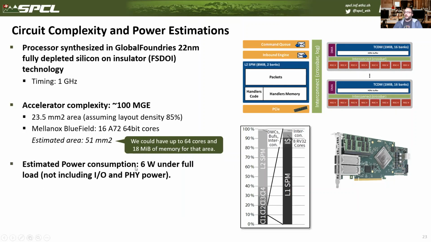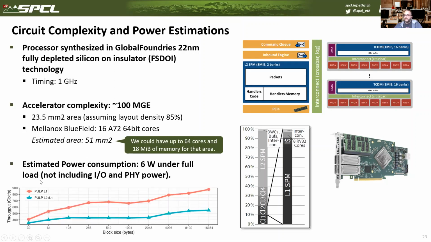The power consumption that we estimate is about 6 watts under full load. Again, if we now see the same experiment of before that we carried out during the whole talk, about this strided data type, we are well over 200 gigabit per second if we run on PULP. So this is now not limited by the network. This is assuming that we have all the packets already in these memories, and let's see what's the maximum throughput we can achieve.